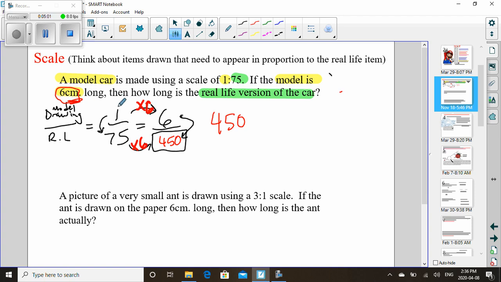That's been used, centimeters. Therefore, it's 450 centimeters long, right? And now what do you do with that? Maybe more realistic, represent it in meters, right? Since there's 100 centimeters in a meter, we divide by 100 and we say, okay, it's about 4.5 meters. All right, so there's a model car. It's 4.5 meters long.